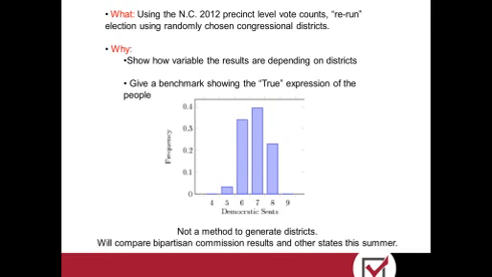And what we're hoping to do is advocate for bipartisan or nonpartisan redistricting commissions. This summer, we're going to analyze a number of other states, particularly ones that we think are gerrymandered towards the Democrats, ones that we think are gerrymandered toward the Republicans, and ones that use bipartisan commissions, such as California, and see what the outcome is.